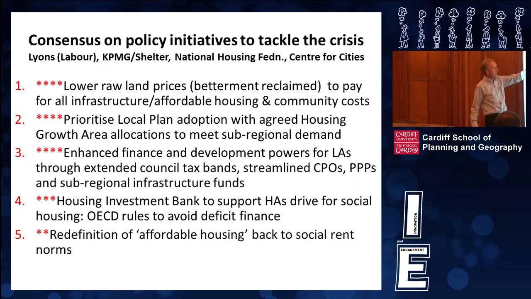What I've done with the four British reports is to put them in order of recommendations. I've got 12 or 13 recommendations. Four stars means all four of them said the same thing. Okay, so there's a tremendous consensus there. And the first of those is lower raw land prices, with the betterment reclaimed to pay for all infrastructure and affordable housing and community costs.